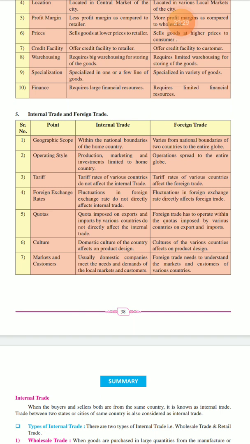Operating style: in internal trade, production, marketing and investment are limited to the home country, whereas in foreign trade, operations spread to the entire globe. Then tariff. Tariff rates of various goods do not affect the internal trade. Tariffs such as customs duty, clearance and port charges will be limited to the home country and will not affect internal trade, whereas tariff rates of various countries differ. Every country has a different tariff rate. Tariff means taxes, and they will affect foreign trade.